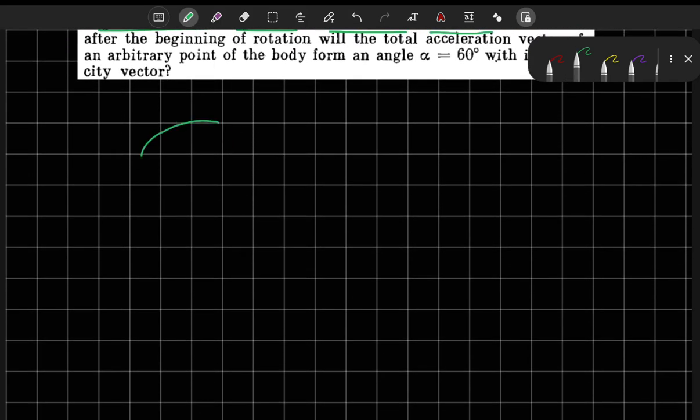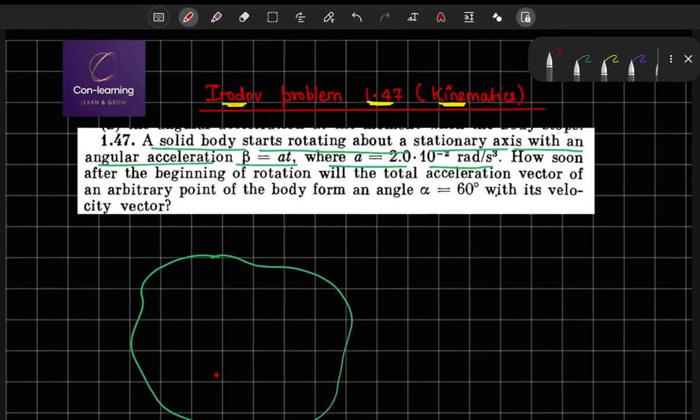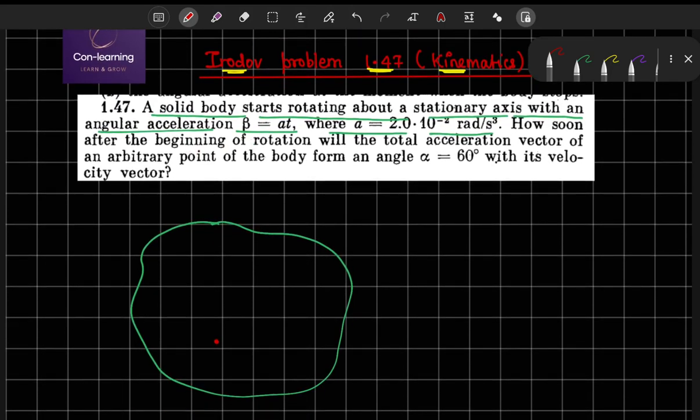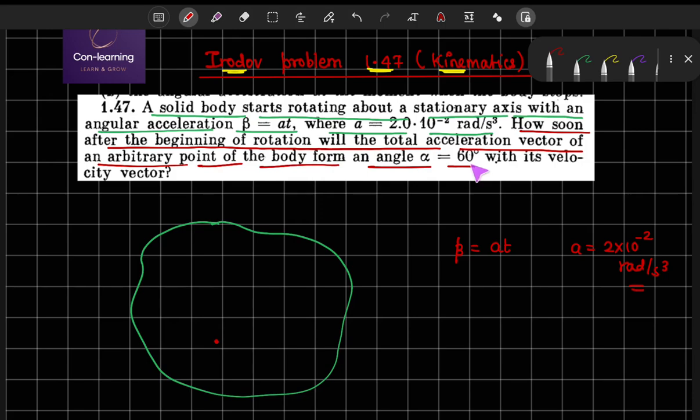So let us say this is a solid body which is rotating about an axis passing through this particular point, and the angular acceleration of the body about this point is given as beta equal to a t, and a is given as 2 into 10 to the power minus 2 radian per second cube. It is asking how soon after the beginning of rotation will the total acceleration vector of an arbitrary point of the body form an angle alpha equal to 60 degrees with its velocity vector.